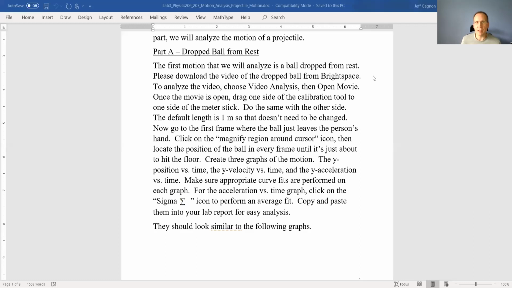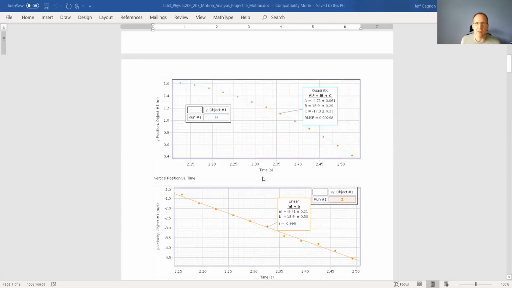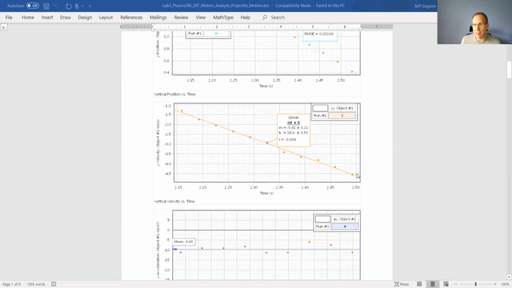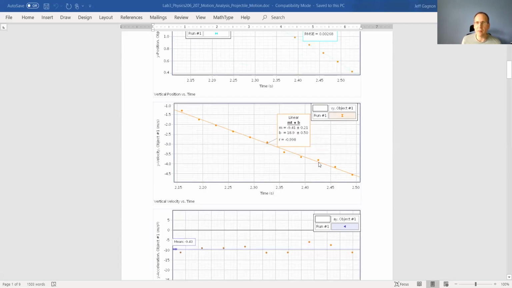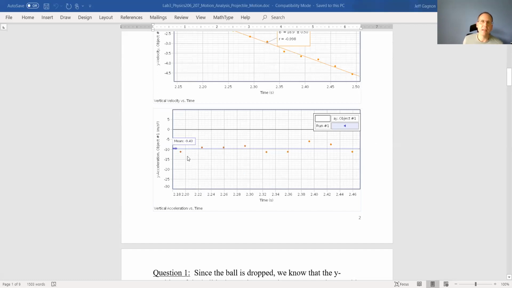Okay, so the first motion that you're going to digitize and then analyze the graphs of is a ball drop from rest. I actually did this for you, although you're going to do it yourself, and you might get slightly different graphs, but they should look pretty similar to these. This would be the position versus time graph. The velocity versus time should look linear, right? So you want to do a quadratic fit for your position versus time, and linear for your velocity versus time. And then just like I did with the ball thrown, with the ball drop you're also going to do a mean. You're going to scale this axis so you can see it better.